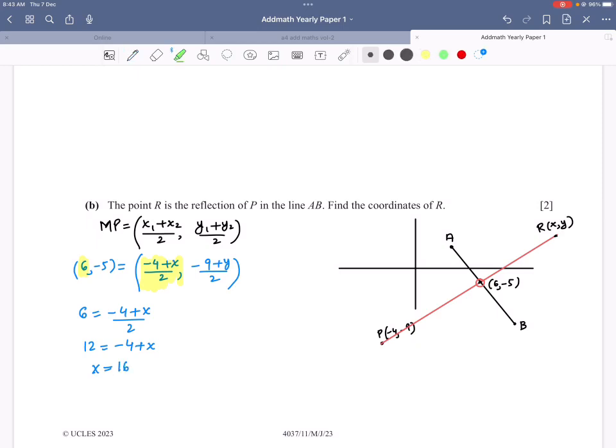Similarly, we need to equate y with y. So y is negative 5. Negative 5 equals minus 9 plus y upon 2. So minus 10 equals minus 9 plus y, and it will be minus 1 equals y. So the coordinates for R are 16 comma negative 1. It's your answer.